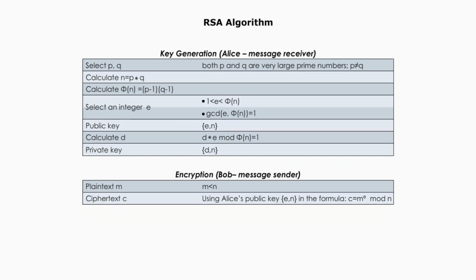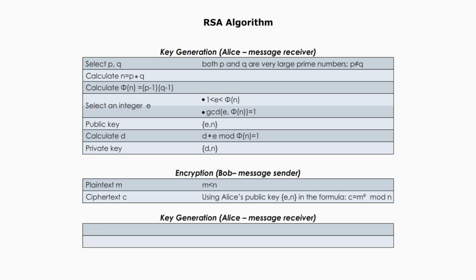Step 3 is for Alice, decryption of the ciphertext. After Alice gets the encrypted message from Bob, she uses her private key D and N to decrypt the ciphertext with the formula M equals C to the power of D modulo N. So M represents the message or the plain message.